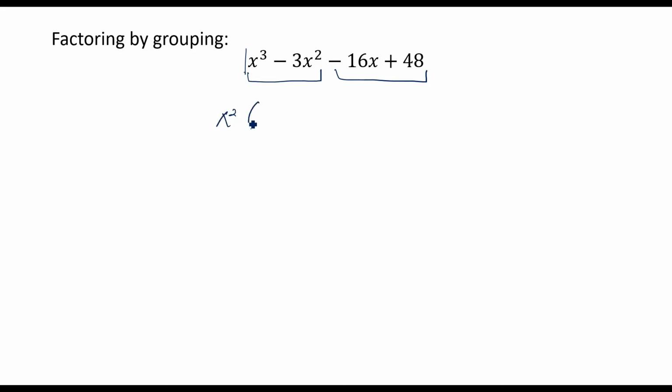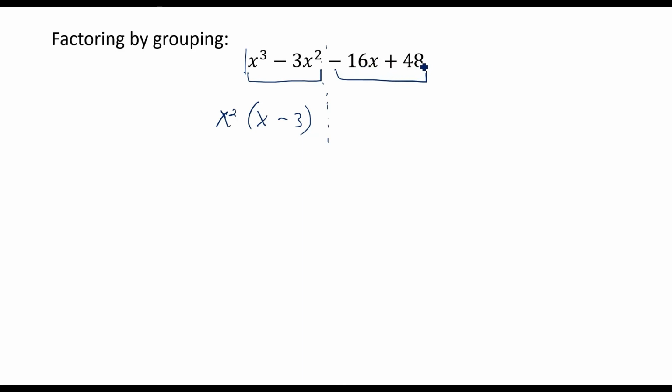Okay. It's a lot like the AC method, where we drew the line in the middle and then try to factor it out. Okay. Now, factoring out two x's, or x squared, will leave x cubed as x and negative 3x squared as minus 3. We do the same thing on the right hand side. Okay. Well, we have a negative 16x plus 48.